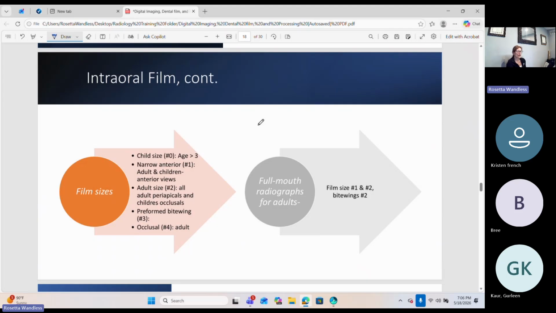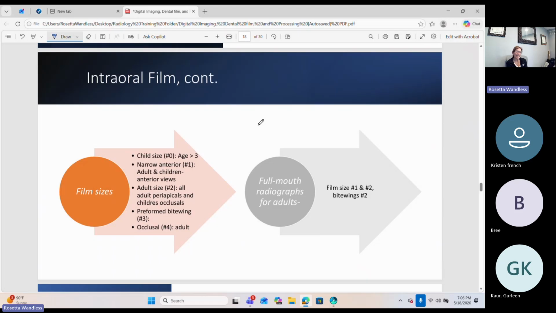Now, we have an X-ray film number 1, size number 1. And there's a couple of different uses for this. So one, they're going to be for children. I'm going to say some words here that I haven't visited since the first class. Periapical is a type of X-ray and a bite wing is a type of X-ray, okay? So for a number 1 for children, we can take a periapical using a number 1, and we can take a bite wing using a number 1 for children.